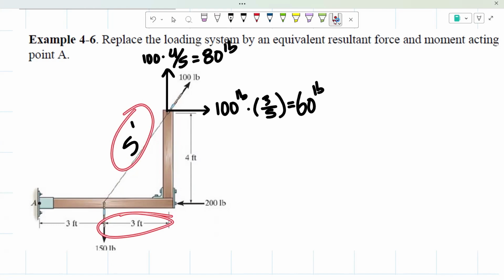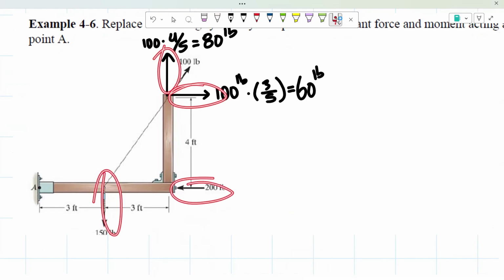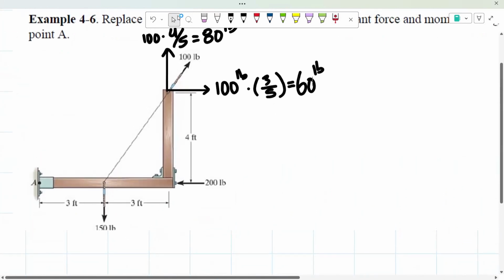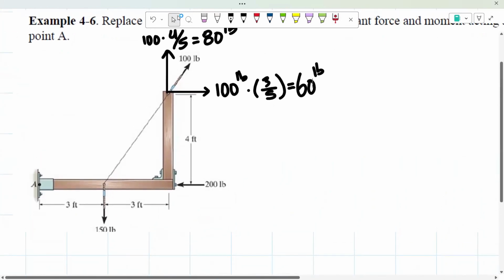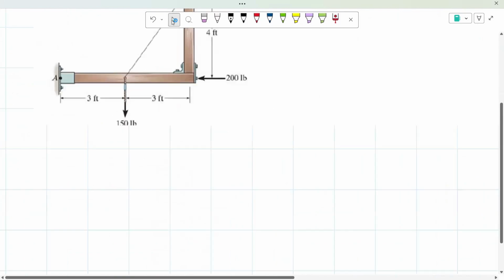So now that we found the horizontal and vertical force of this 100 pounds, what I'm going to do next is find all the moments that these forces are going to be creating about point A. As you can see, we have 1, 2, 3, and 4 forces. So for the first one, we're going to start off with 150 pounds right here.